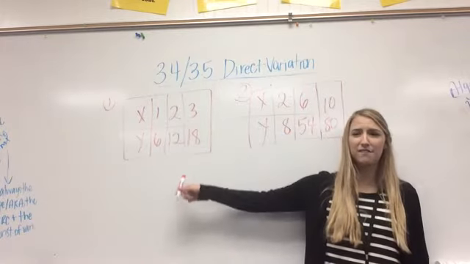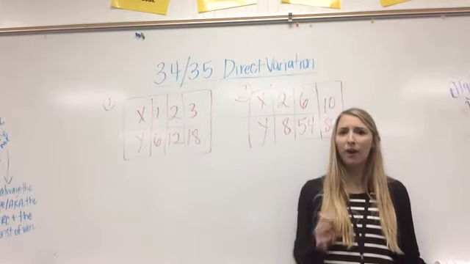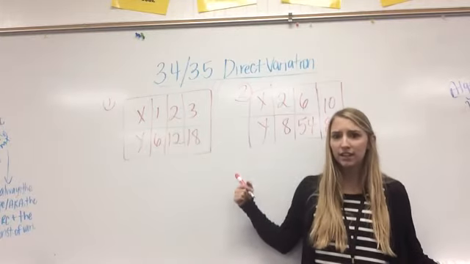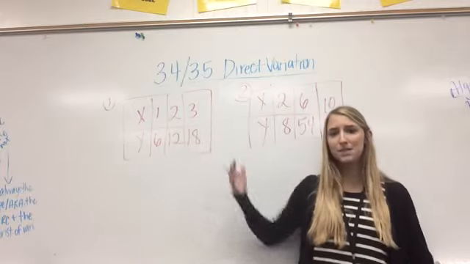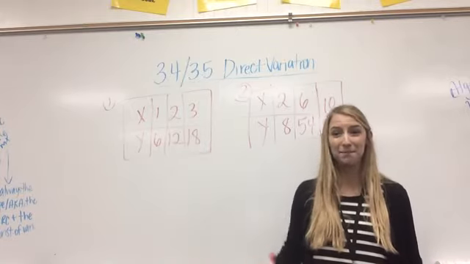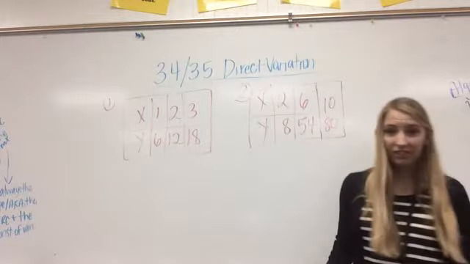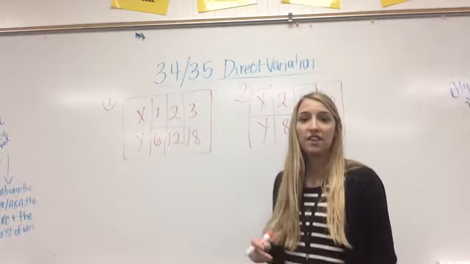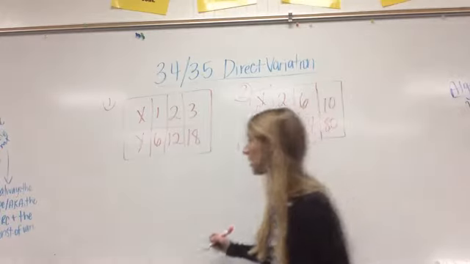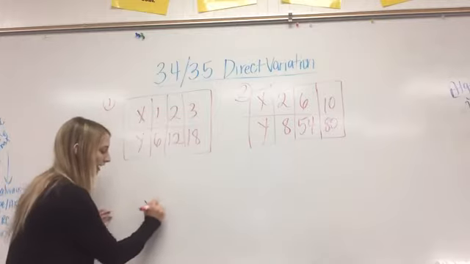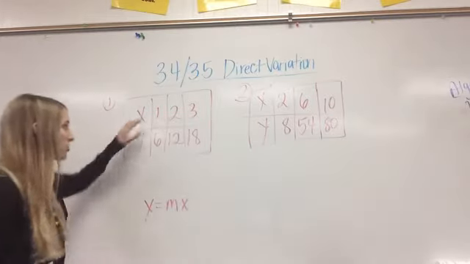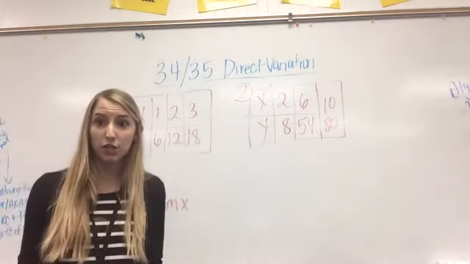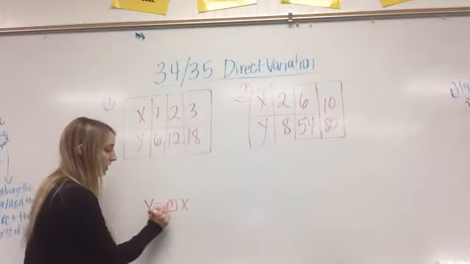Okay, so now I have tables up here. How on earth could I find out if these tables are direct variation if there's no y equals mx? Well, I'm here to tell you. So, I can again manipulate my equation so that I could solve for a different variable. So, if I have y equals mx, I'm actually just going to check these points and see if they have the same slope. Okay? So I want to solve for the slope.